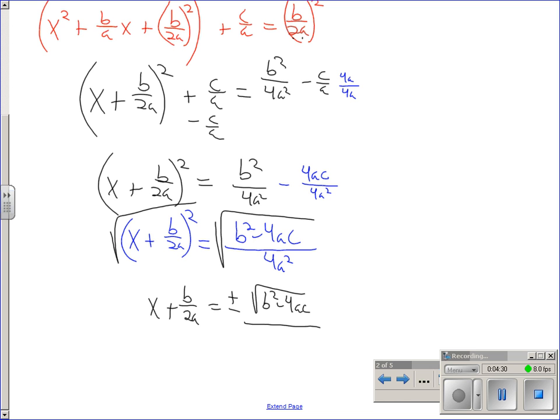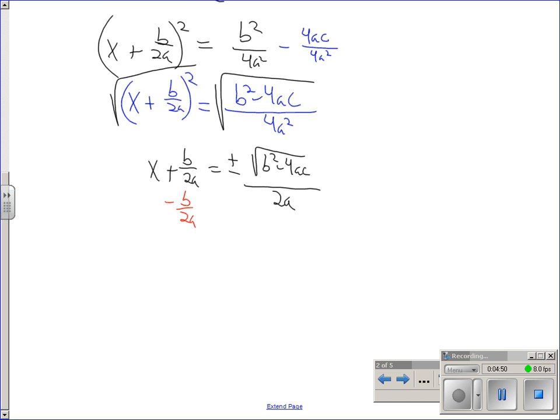So off to the side, the square root of 4a squared, because that's multiplication and because they're both perfect squares, that's just 2a. Again, that's starting to look familiar for quadratic formula. Now to solve for x, our last step, subtract b over 2a. Extend the page one more time.